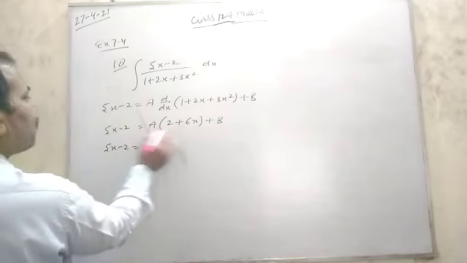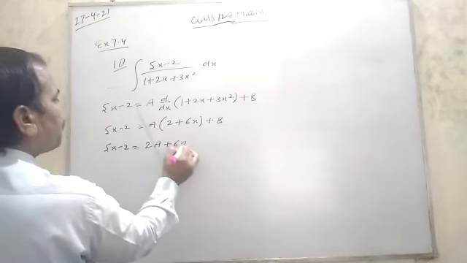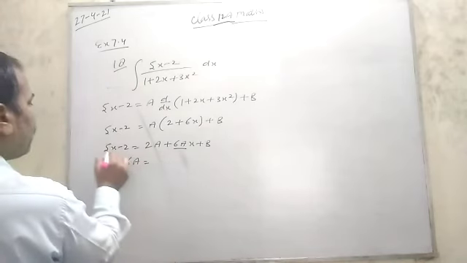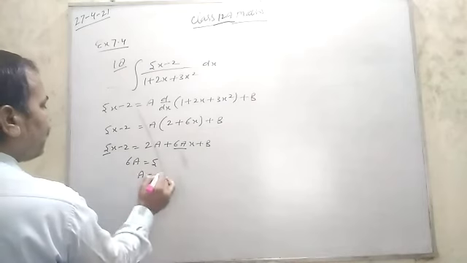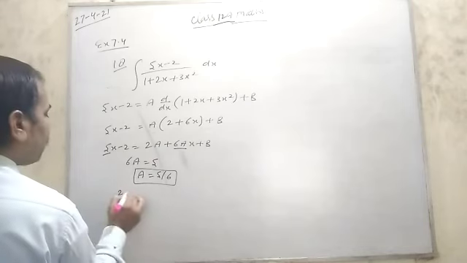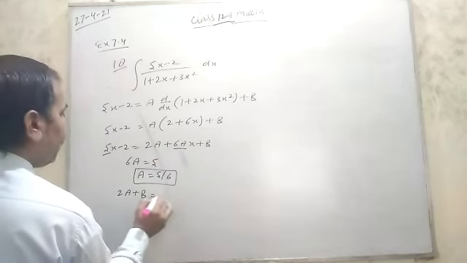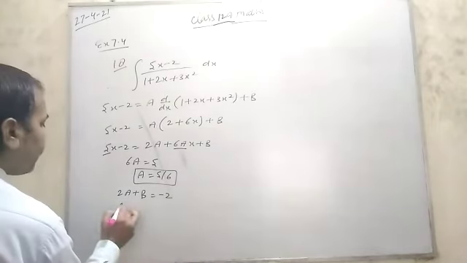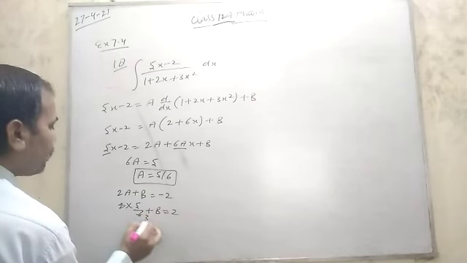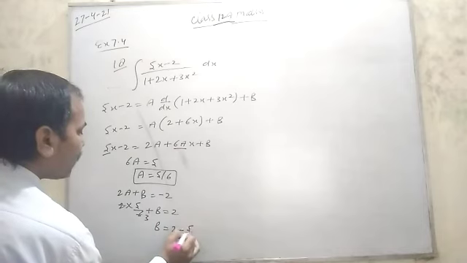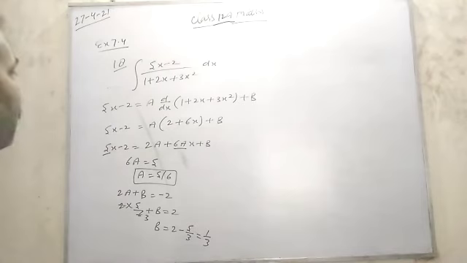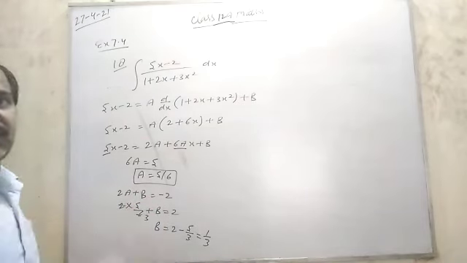So 5x minus 2 equals a times 2 plus 6x, plus b. So here the x coefficient is 6a and here the x coefficient is 5, so a is equal to 5 by 6. Okay. Then the constant: 2a plus b is equal to minus 2. So with a value 5 by 6, 2a is 5 by 3, so b is equal to minus 2 minus 5 by 3, which is minus 11 by 3. Clear?